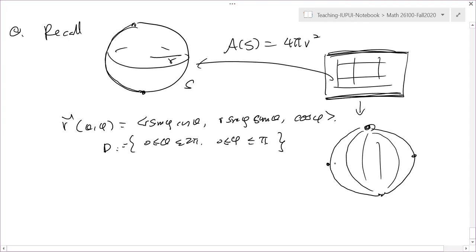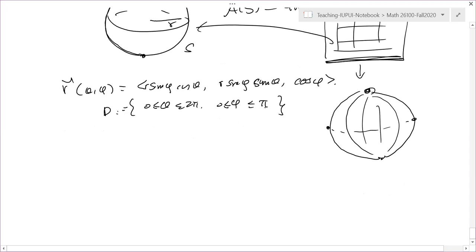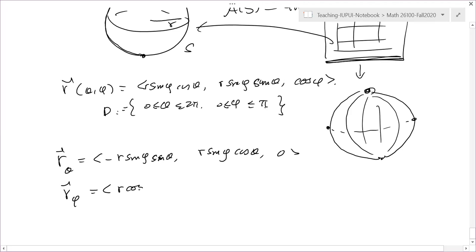Then you glue those two together. Okay. Then you glue these two together. Okay. All right, so let's calculate this computation. It's negative r sine phi sine theta, and r sine phi cosine theta, and 0. Here's r cosine phi cosine theta and r cosine phi sine theta, negative sine phi.